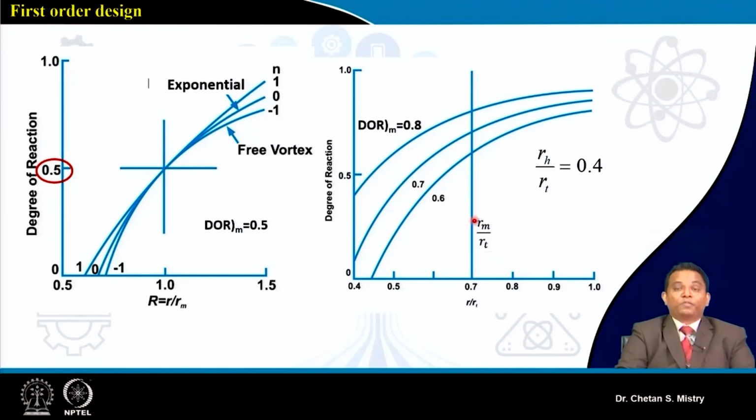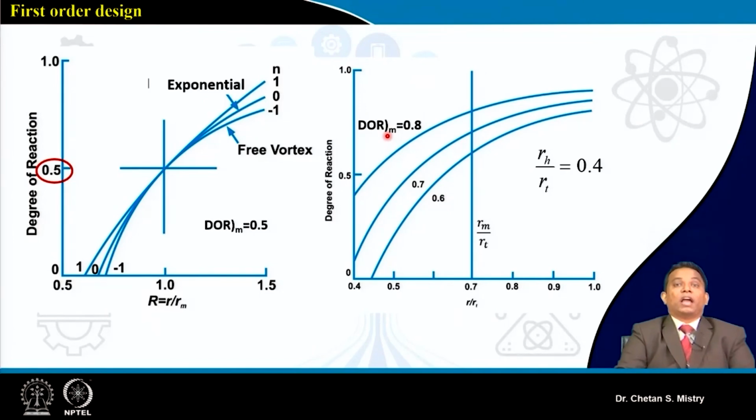Under that condition, if you implement all these three design concepts, it says for your free vortex concept, if I consider my degree of reaction to be of different values, you can see if I assume the degree of reaction to be 0.6, I still have chances for my degree of reaction to go negative. So it says at the midsection I need to go with a high degree of reaction.